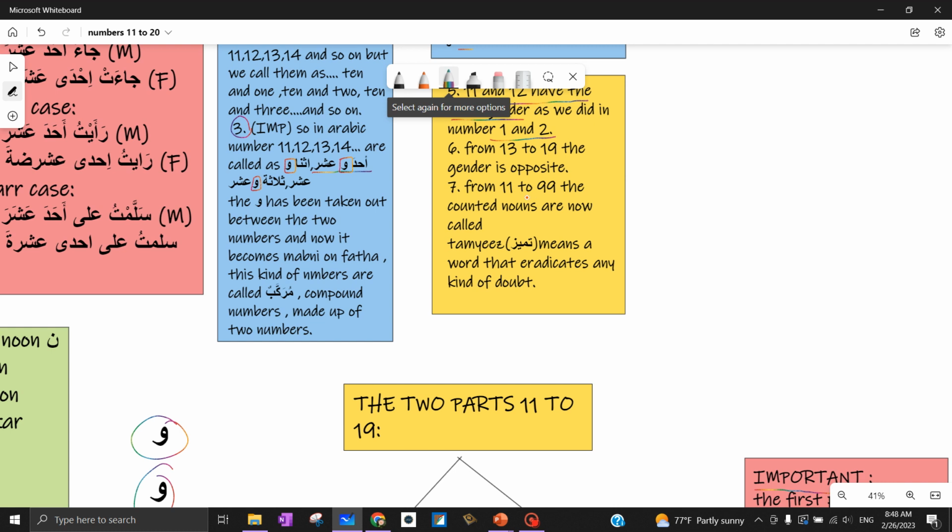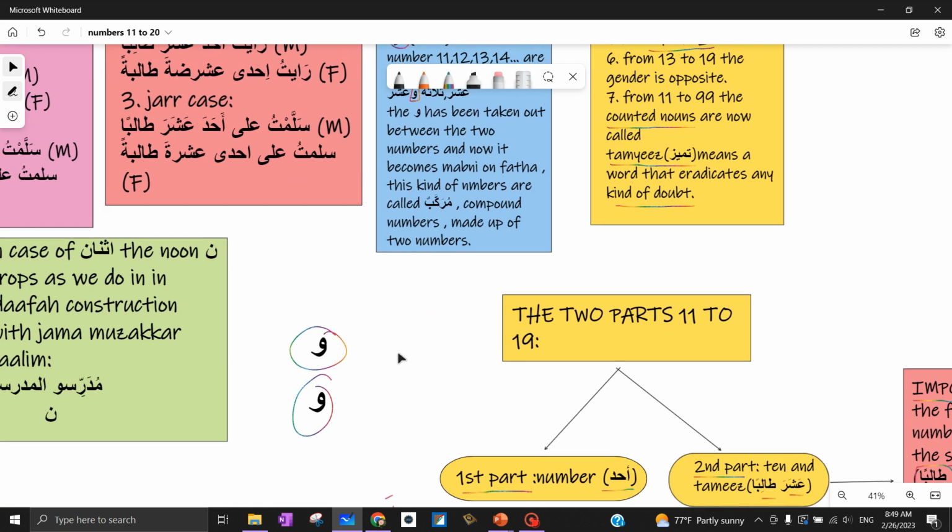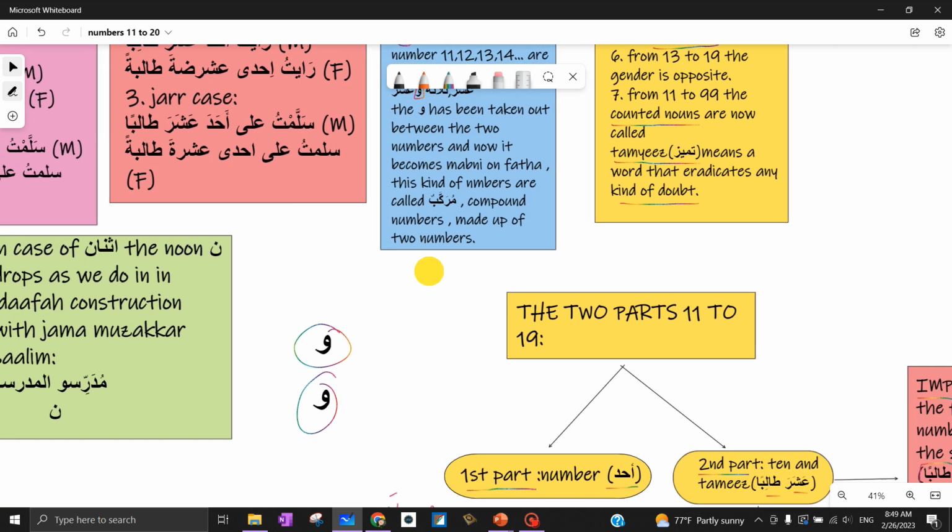And from 11 to 99, these are all very important points. 11 to 99, the counted nouns are now called tamiz. This is very important. Counted nouns are called tamiz. What does tamiz mean? It means a word that eradicates any kind of doubt. So these are all the important points discussed here, and I have shown you why it becomes mabni, because the waw is removed from the two parts.